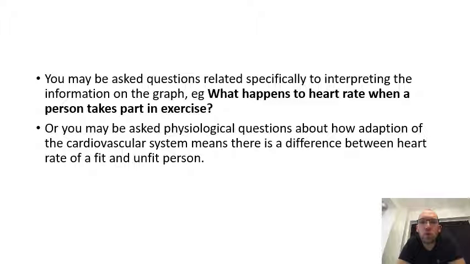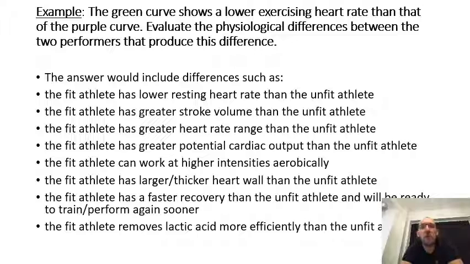You may be asked questions related specifically to interpreting the information on the graph, for example what happens to heart rate when a person takes part in exercise. Or you may be asked physiological questions about how adaptations of the cardiovascular system mean there is a difference between the heart rate of a fit person and an unfit person. Example: the green curve shows a lower exercising heart rate than that of the purple curve. Evaluate the physiological differences between the two performers that produce this difference.